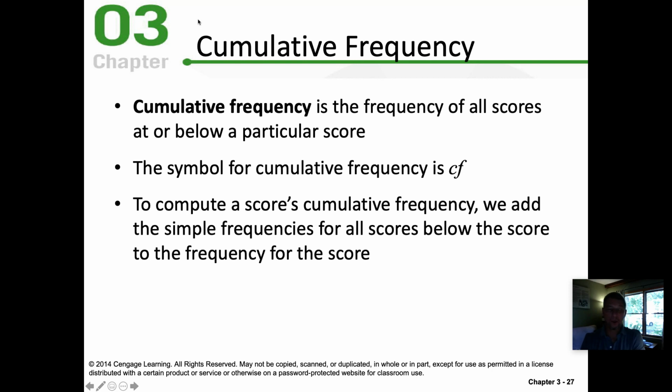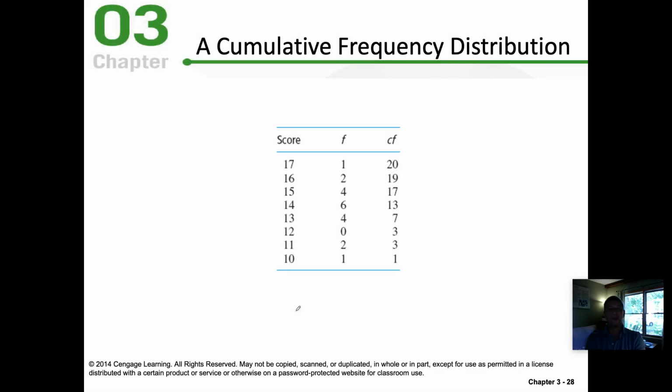And so again, in order to compute this, we simply take the simple frequencies for all scores below the score, and we add that to the frequency of the score. So again, to compute a score's cumulative frequency, we add the simple frequencies for all the scores below the score to the frequency for that score. Now, it's always easiest to do this by example. So let's have a look at a data set that we saw a little bit earlier, although we've changed it around just a wee bit.